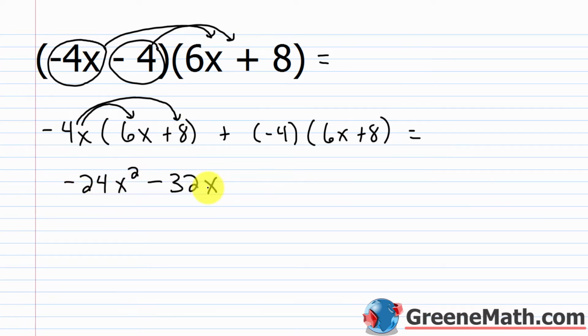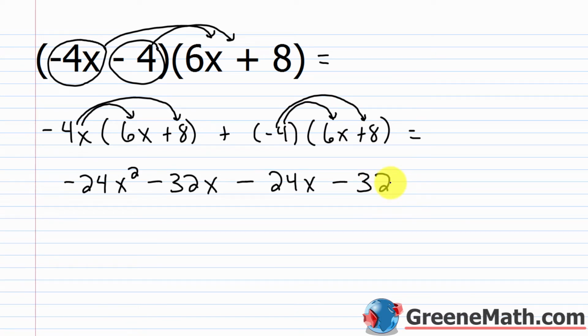All right, now next we're looking over here. I have plus and then negative 4 times 6x. So negative times positive is negative. 4 times 6 is 24. So I'd have 24, and then x comes along for the ride, so minus 24x. And then I have negative 4 times 8. So negative times positive is negative. 4 times 8 is 32.